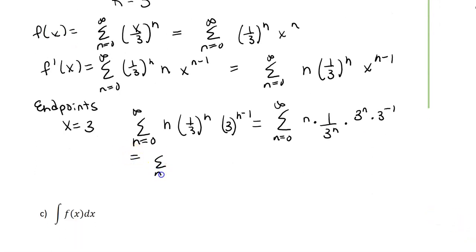Which gives me the sum of, let's see, these will cancel, and I'll have n over 3. And this isn't a case where we can use the nth term test, because the limit as n approaches infinity of n over 3 does not equal 0, so this diverges by the nth term test.